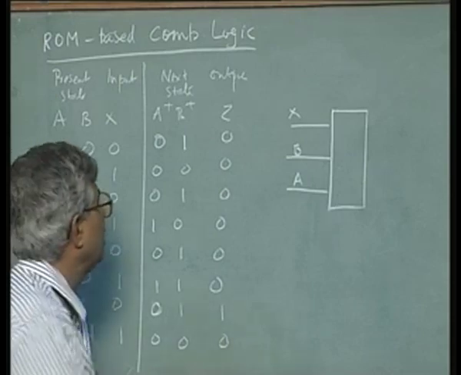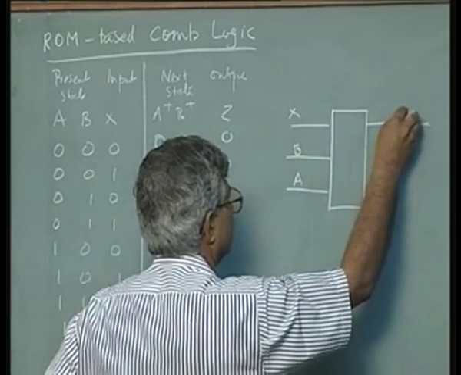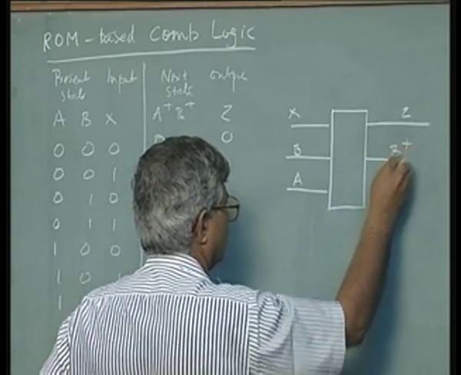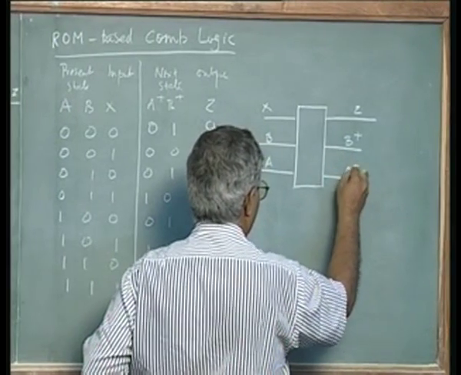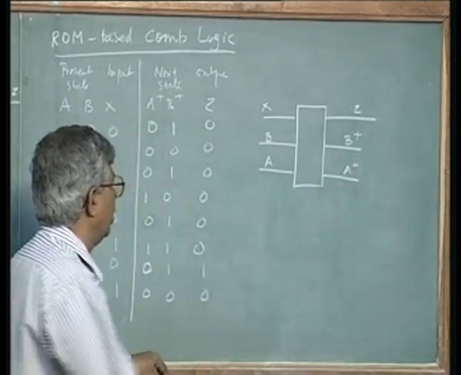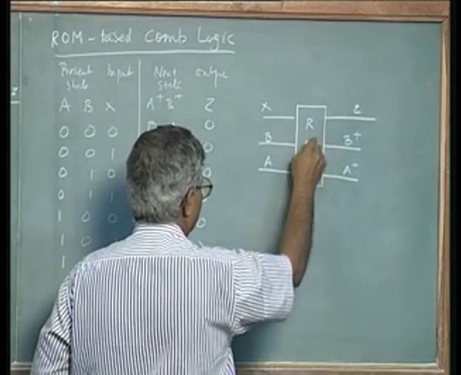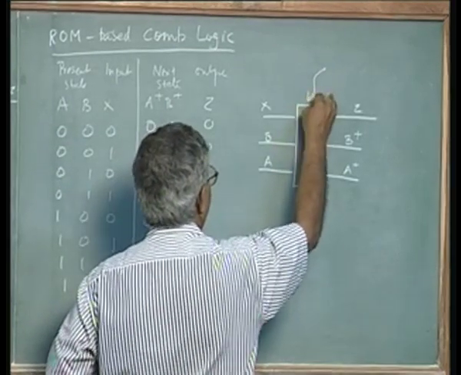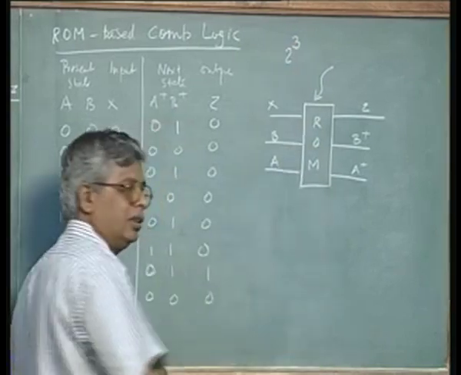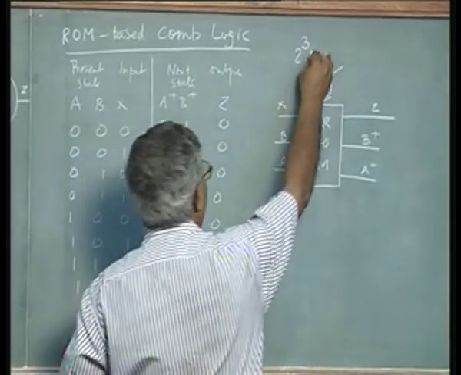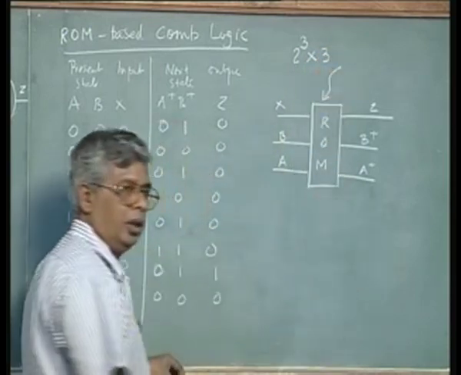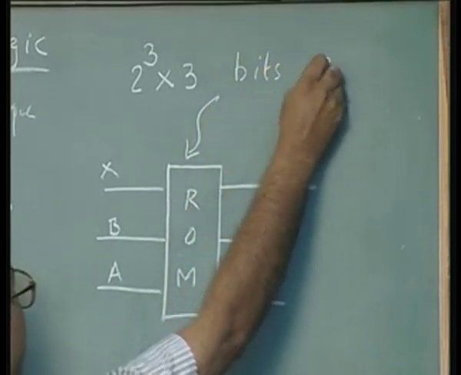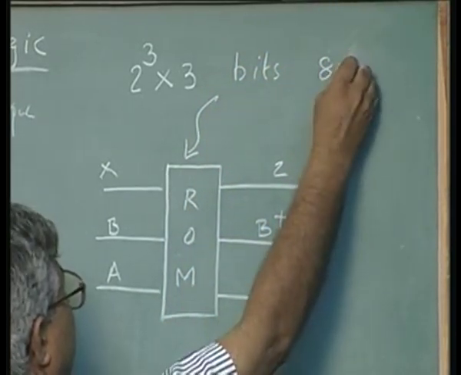The output of the ROM would be Z, B plus, A plus. This is a ROM whose size is 2 power 3, there are 8 words, 3 inputs, 2 power 3, and each word has a 3-bit output. So 2 power 3 by 3, or 8 into 3 bits.